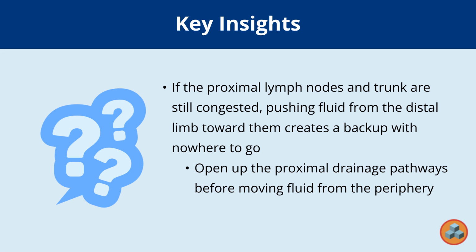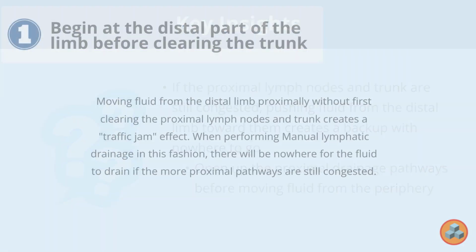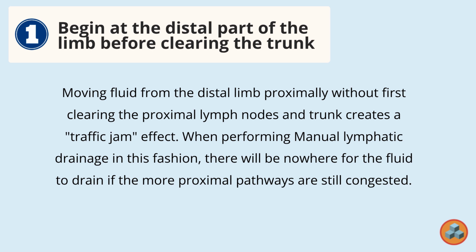Let's explore each of the options. Option 1. Begin at the distal part of the limb before clearing the trunk. Moving fluid from the distal limb proximally without first clearing the proximal lymph nodes and trunk creates a traffic jam effect. When performing manual lymphatic drainage in this fashion, there will be nowhere for the fluid to drain if the more proximal pathways are still congested.